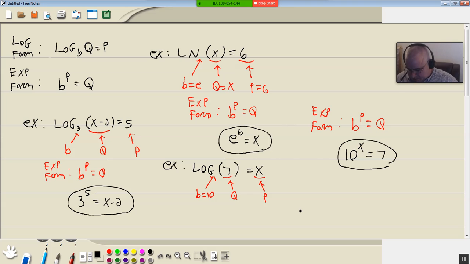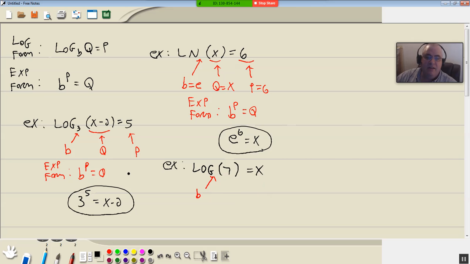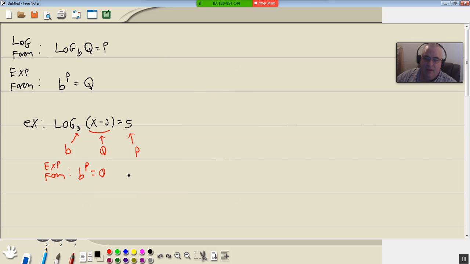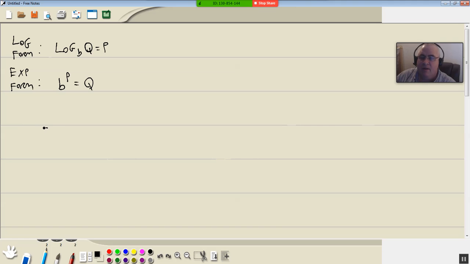Now that's going from log form to exponential form. So let's go the other direction. Let me clear these off. And let's say I have 2 to the third power is equal to x. It's an exponential form. Well, same idea. We have to identify our b, p, and q. Now p is your power. So whatever your power is, your exponent here, that's your p. And then what's to the left of it is your b, your base. And then the other side of the equals is your q.